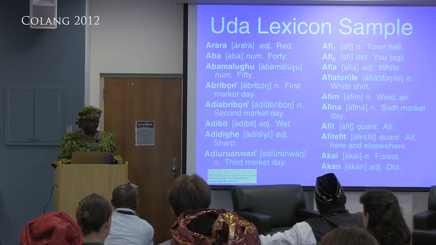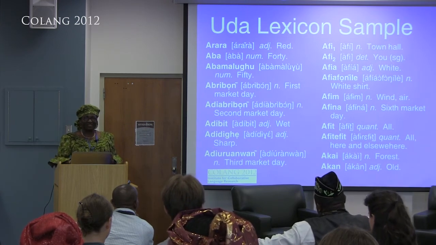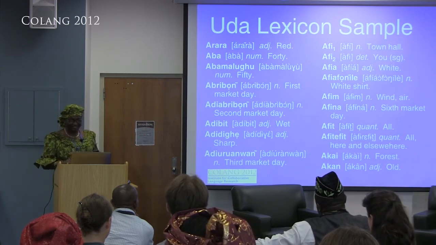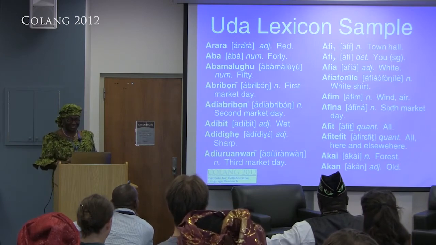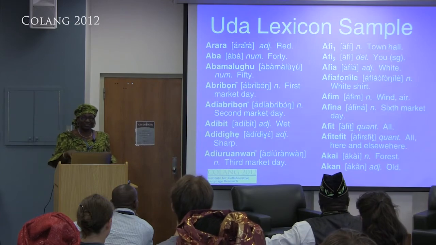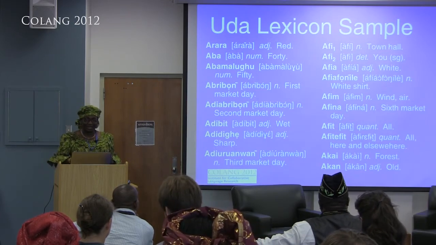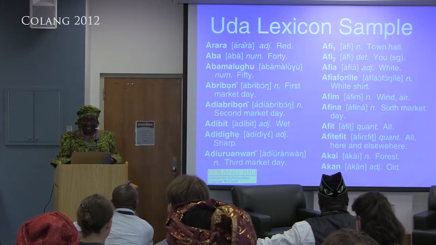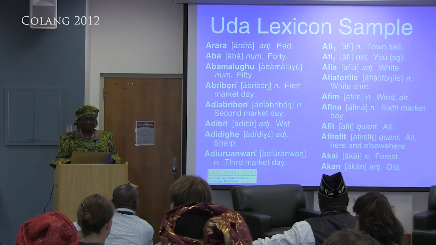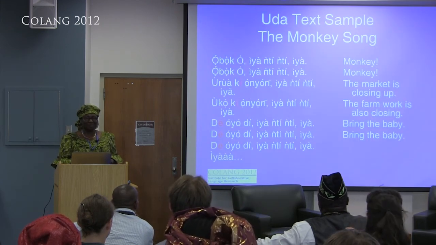And then, so that's an idea. All, it means all. It's a quantifier for all. That is not just, we have a foot for all, and then a foot that is all in its totality. And so that's one place that the orthography was useful. And then here is our monkey song text.